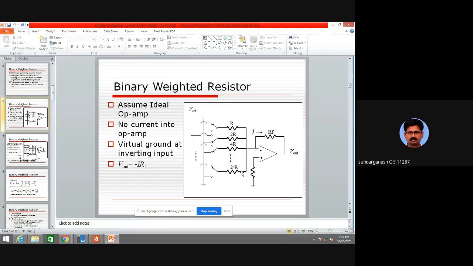Here it is an ideal op-amp, so no current will flow into the op-amp. Virtual ground is available at the inverting input. So Vout equals minus Rf times the sum of the input currents.